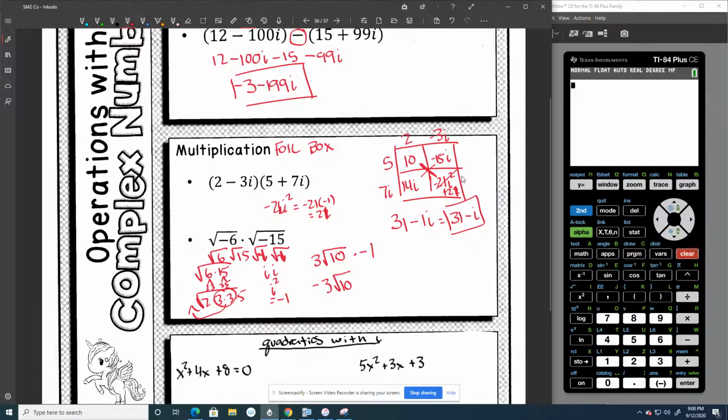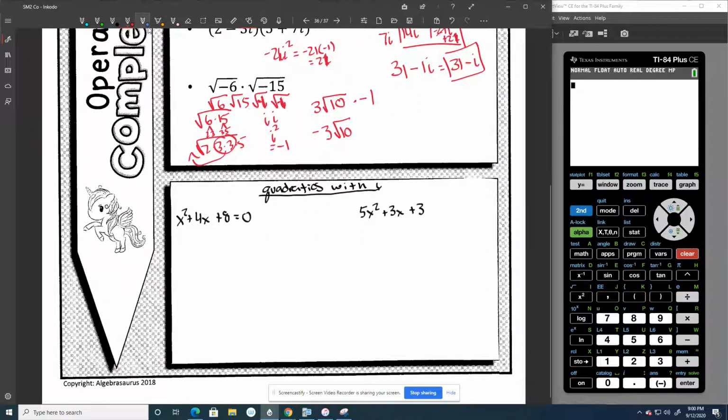It's kind of cool. Now, what we really want to know, you've just been waiting and saying, come on, Mr. Reed, get to it. I want to see quadratic formula with i in it, because you told us last time we're going to use it.